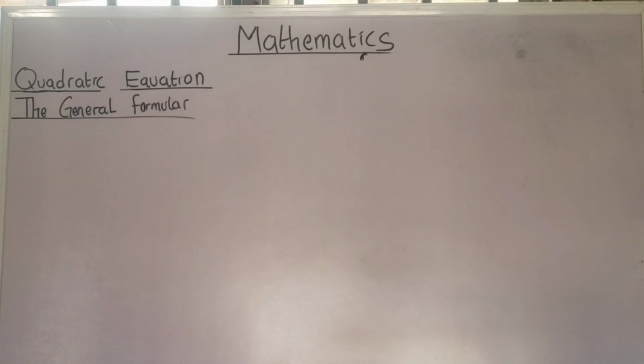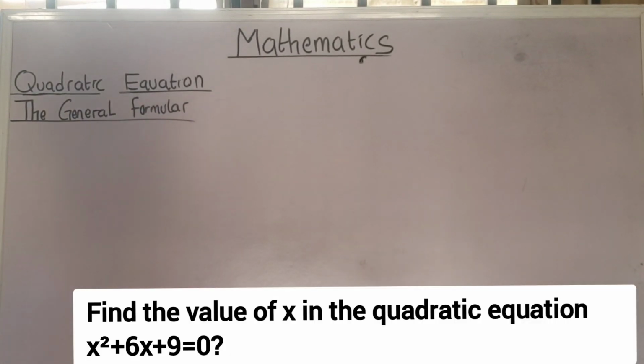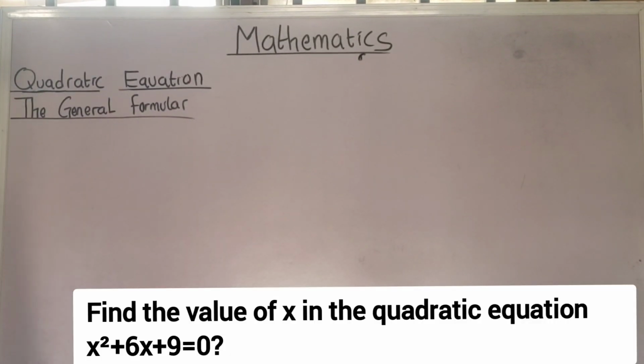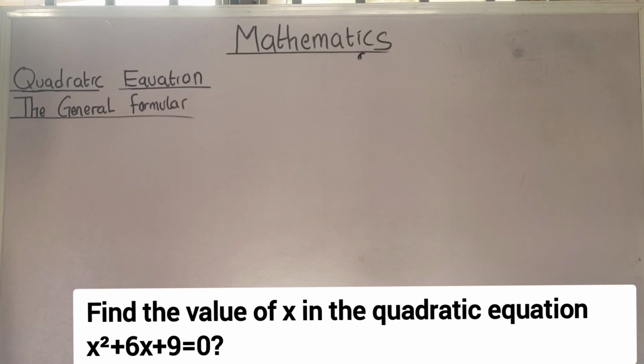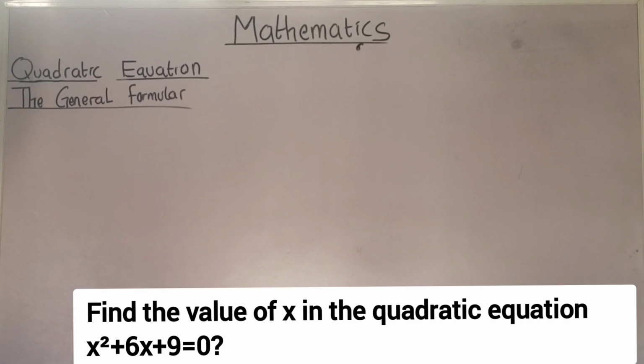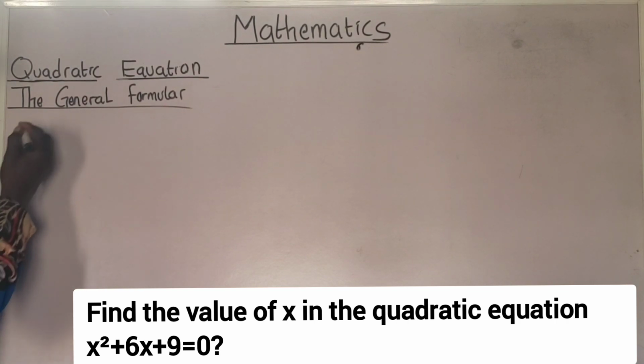In this class, we are going to learn how to solve quadratic equations using the general formula, or the quadratic formula. Okay, let's start with the first question. Find the value of x in the quadratic equation x squared plus 6x plus 9 equals 0.